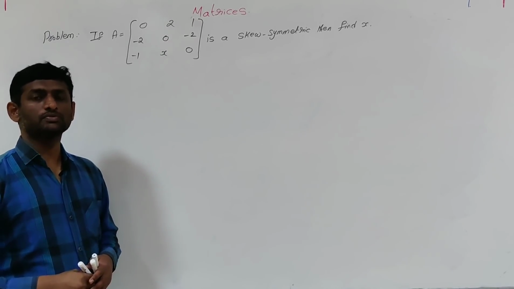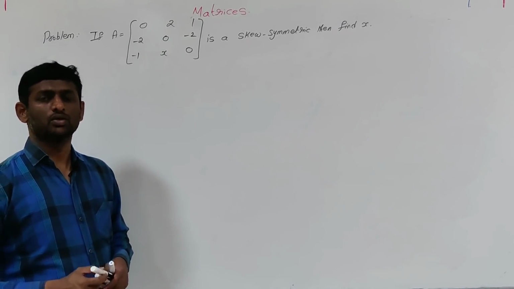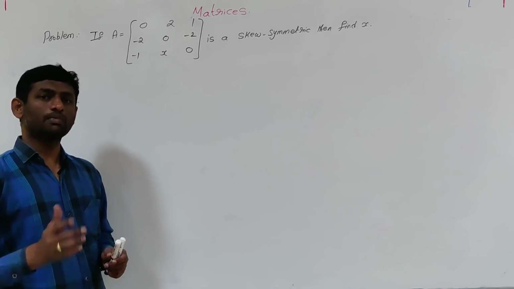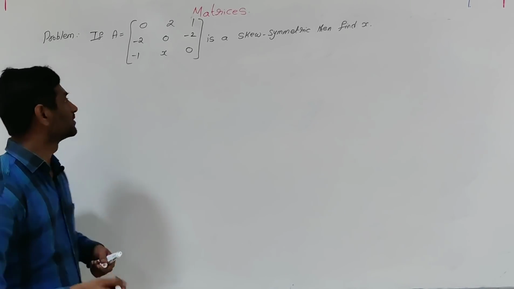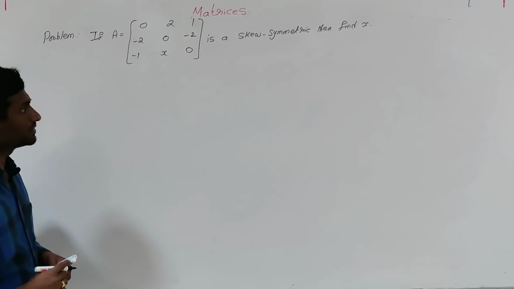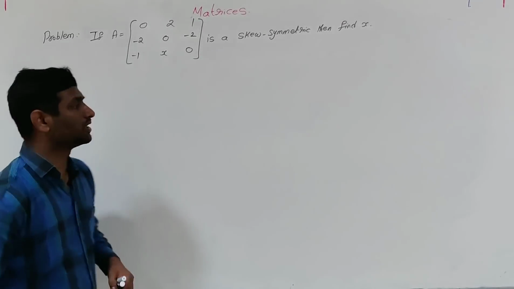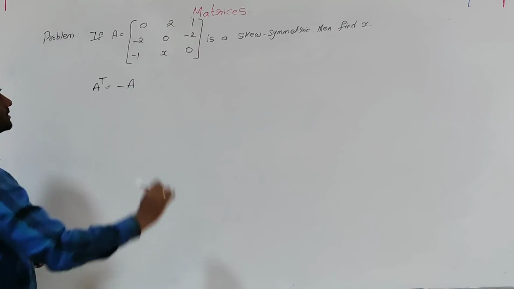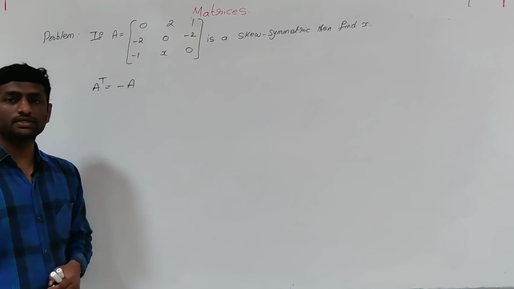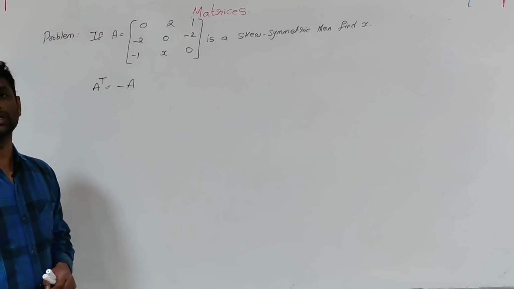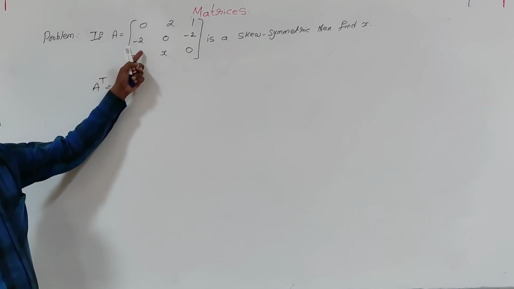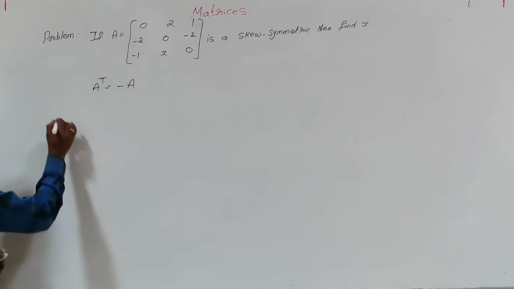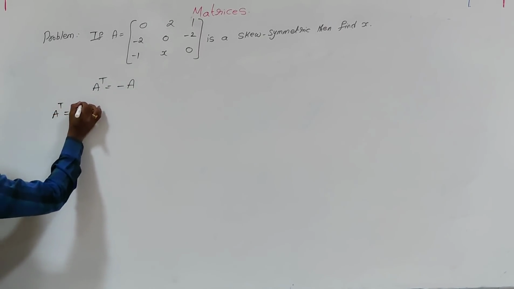Now the problem is based on the skew symmetric matrix. What is a skew symmetric matrix? When we transpose a matrix, you will get minus A. Means a square matrix is said to be skew symmetric if, what is the condition? A transpose is equal to minus A. If we get this minus A, then that matrix is called a skew symmetric matrix. Now we will see what is A transpose of this given matrix and what is minus A also. Both will be equal.